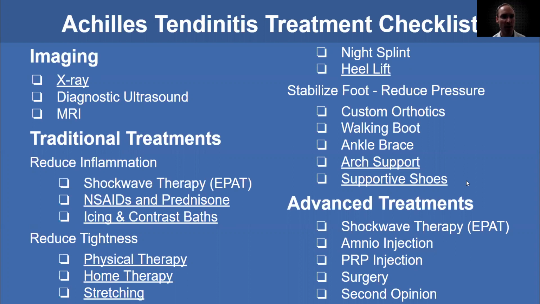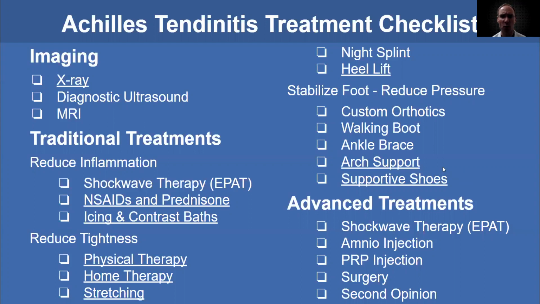So you would start probably with an x-ray to see if there's any bony problem, any fracture, any things like that. Just so you know, Achilles tendinitis doesn't show up very well on x-ray. It would be better to do an ultrasound or an MRI, but you don't want to get an MRI on every Achilles tendinitis. The traditional treatments to reduce inflammation: anti-inflammatories, some type of a prednisone, icing, contrast baths. My preferred method is shockwave therapy or EPAT, reducing tightness with physical therapy, home therapy, stretching, a night splint, heel lift. That's something that you could do easily on your own along with the physical therapy.